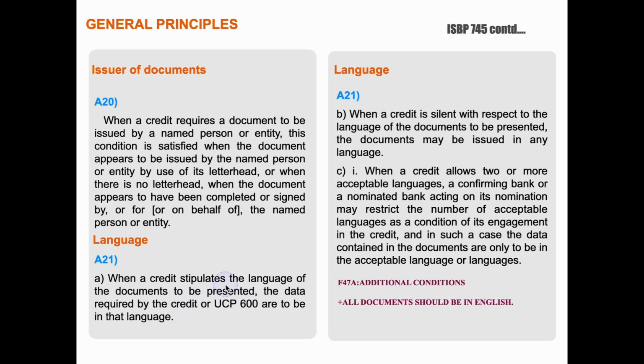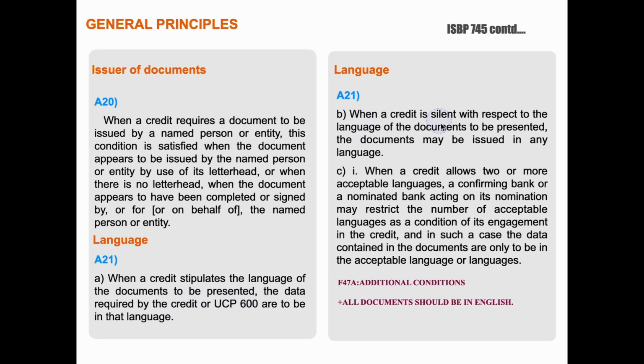Another thing is, as per article 22 of UCP 600, a BL must indicate the name of the carrier, right? That is the data required by the UCP 600. So carrier also should be mentioned in English. If it is in other language, that is also going to be a discrepant document. So remember, this is applicable only for the data as required by the LC or UCP 600.